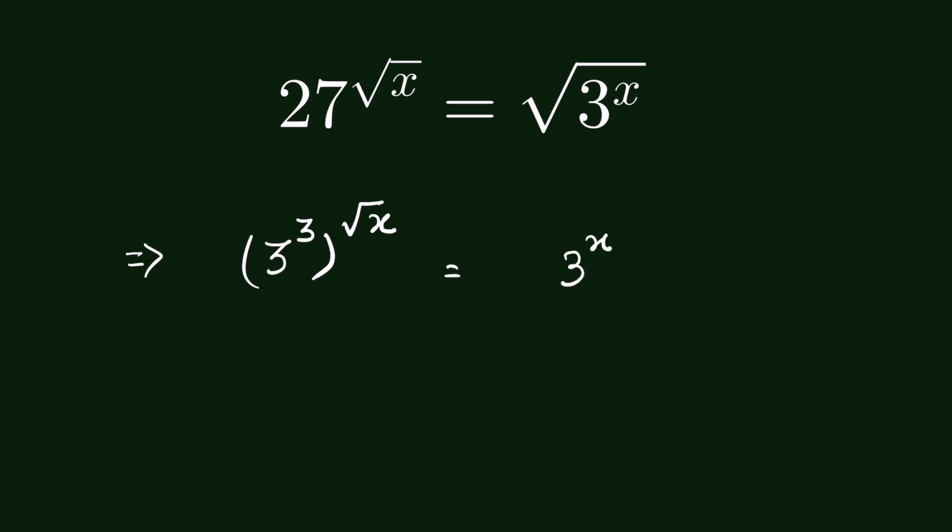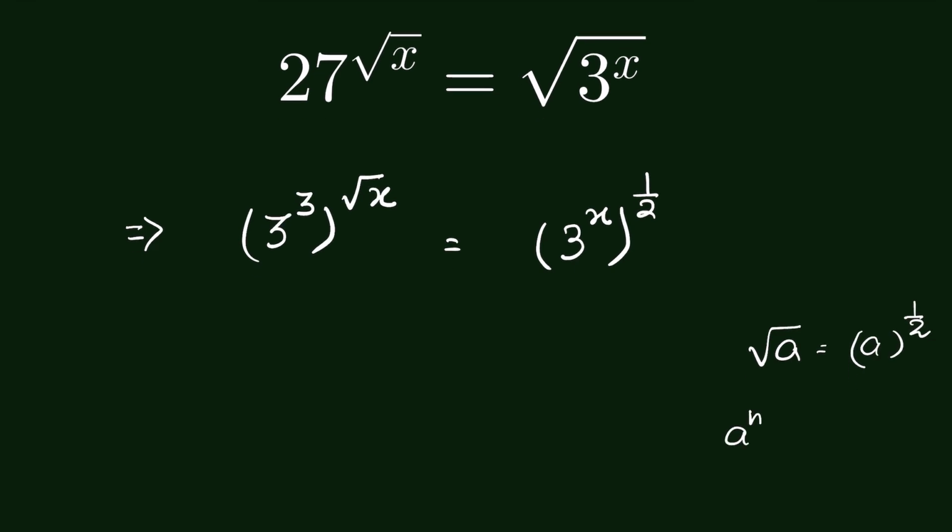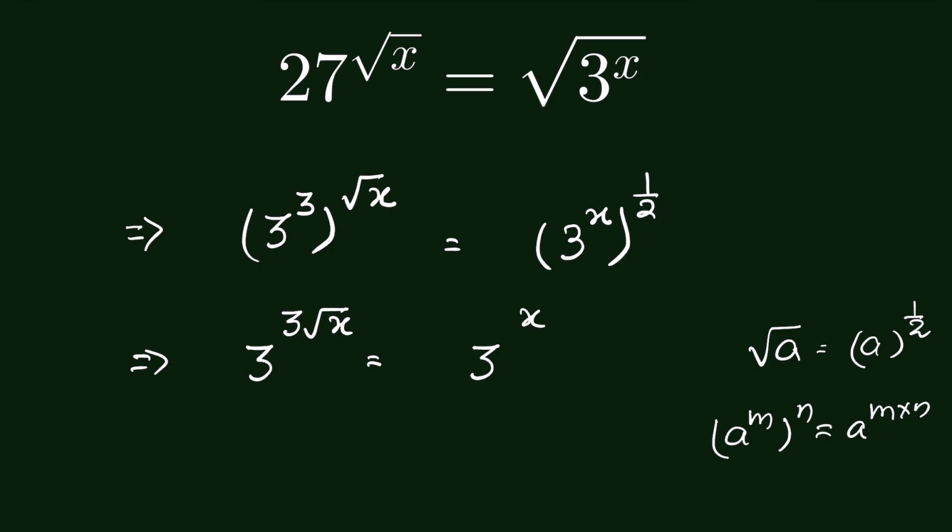It also means 3 to the power x, then whole to the power of 1 upon 2. Because when a is under square root, it means a is raised to the power of 1 upon 2. Again, if a to the power m whole to the power n, it is equal to a to the power m times n. Therefore, it will be 3 to the power 3 times square root of x is equal to 3 to the power x upon 2.